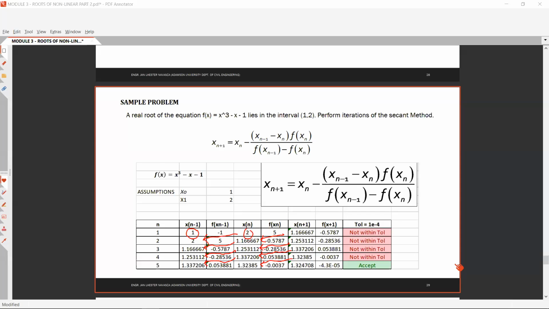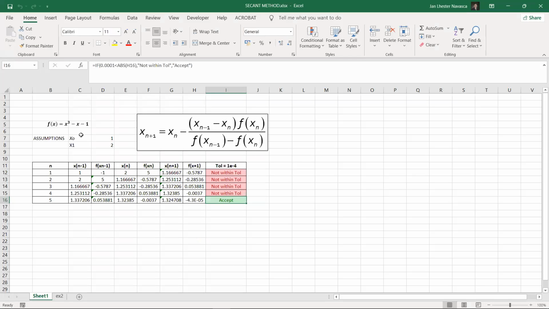Hello class. So, create your table. Siyempre, ulitin ko lang to. So n, x of n minus 1. May access naman kayo ng Excel lahat class, di ba?